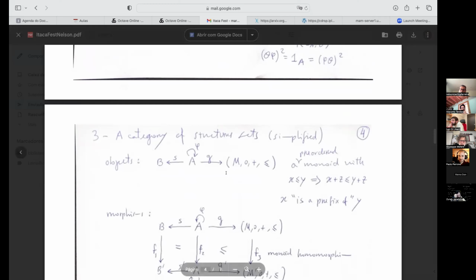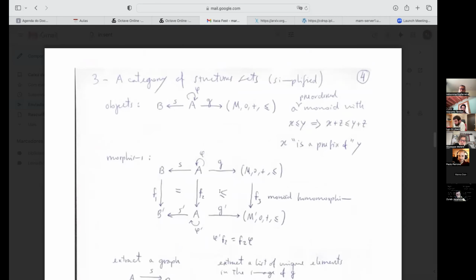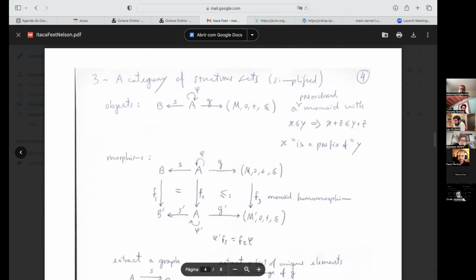Morphisms are as expected, except that we have to require that this morphism in the middle is compatible with the endomorphisms, this condition. And since this is preordered, we only ask this square to commute up to the order.